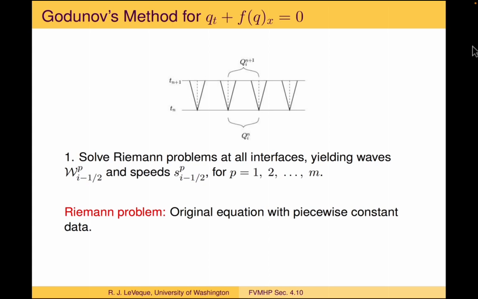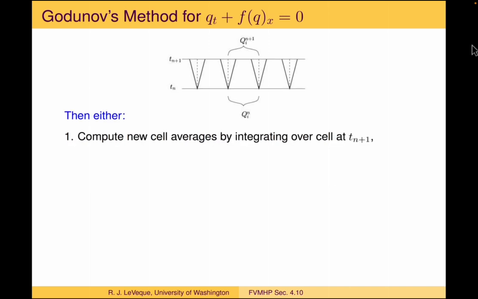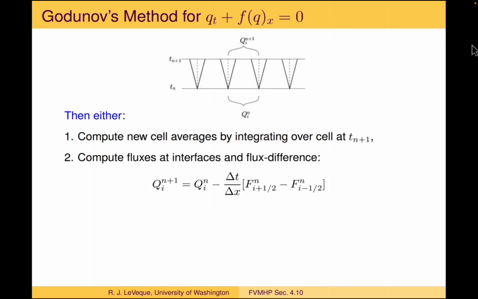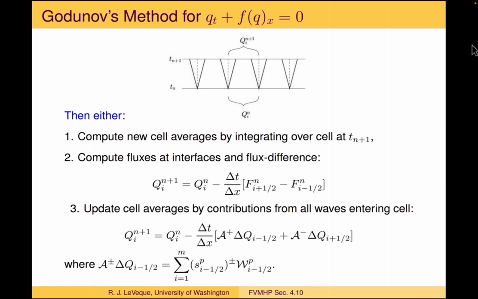So again, just reviewing the basic idea of Godunov's method. In terms of the wave propagation form, we can look at solving the Riemann problems at each of these interfaces, and then rather than trying to compute the average at the end of the time step or the fluxes at the interfaces, instead, what we'll do is update the cell averages based on the contributions from all the waves that are entering each cell from either the left or the right edge. And by doing it this way, we can add in higher order correction terms using limiters.